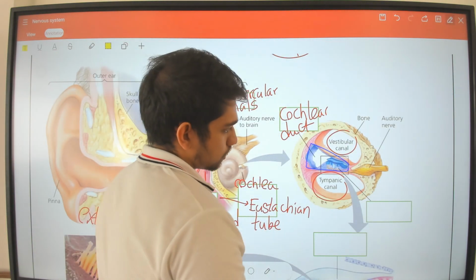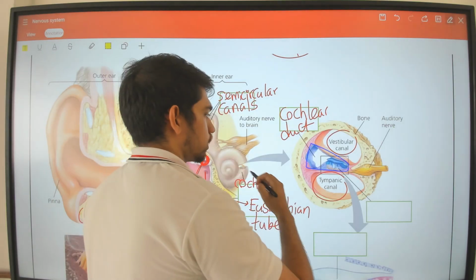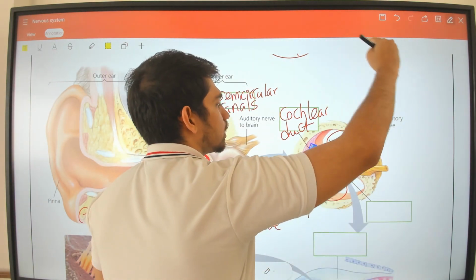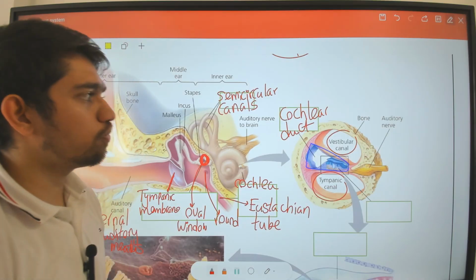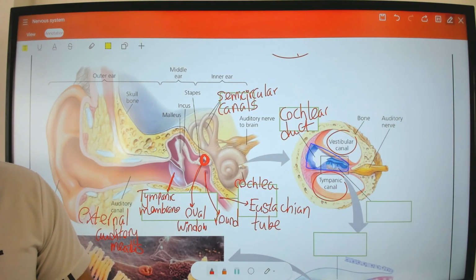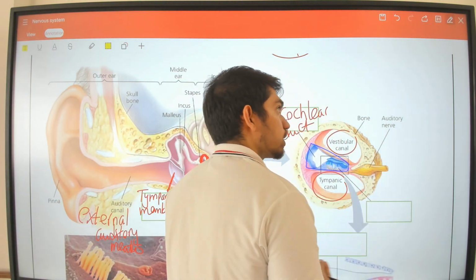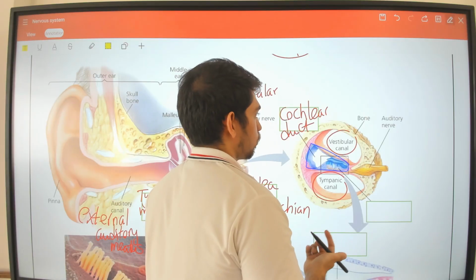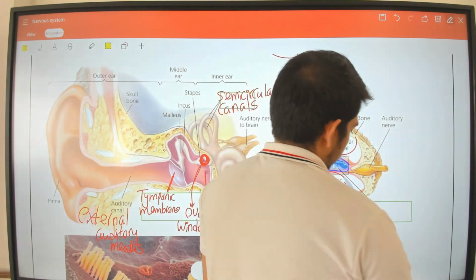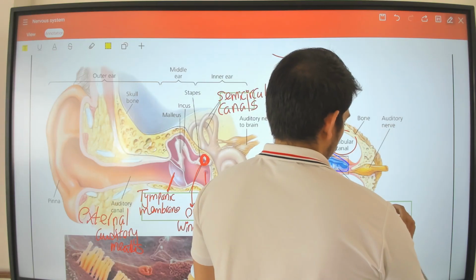Then there's a specialized organ that is running the entire length of the cochlear duct. That is our machine of hearing, or the hearing sensor, or your microphone, right, in your ear. That is called the organ of Corti.